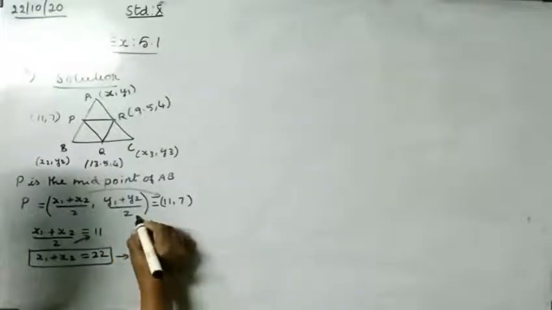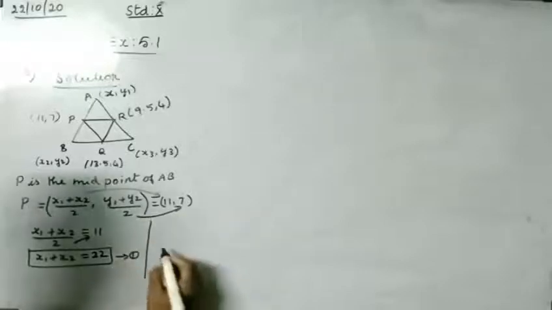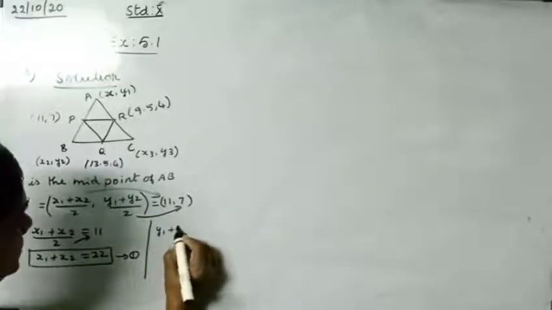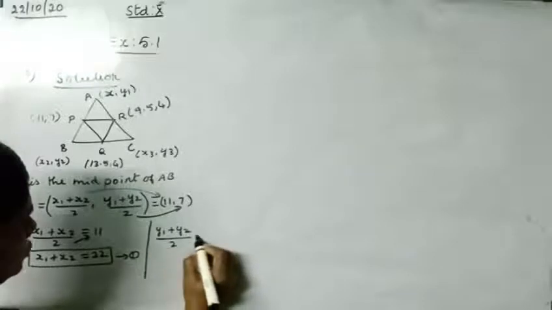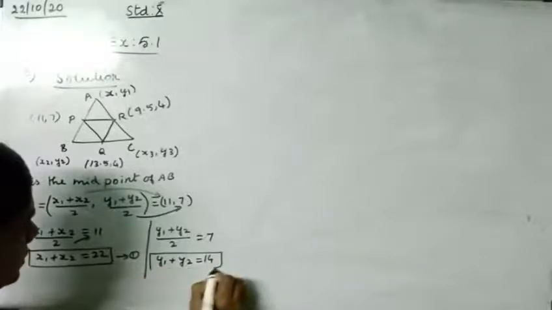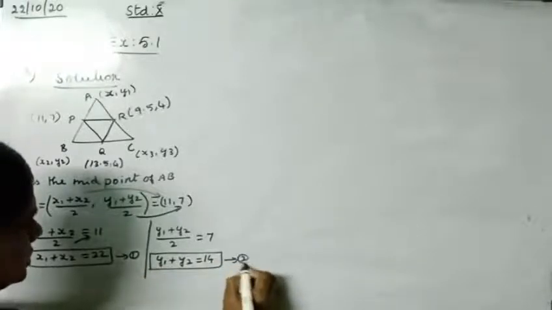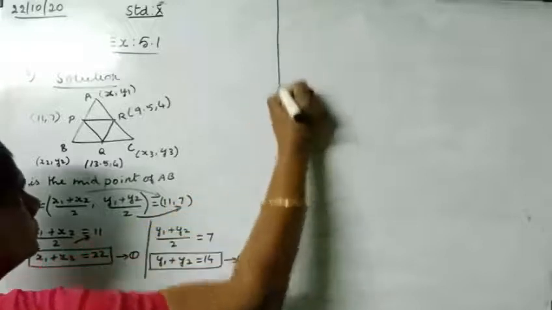And take second coordinate, y coordinate to y. So y1 plus y2 divided by 2 is equal to 7. So y1 plus y2 is equal to 14. This is equation number 2.